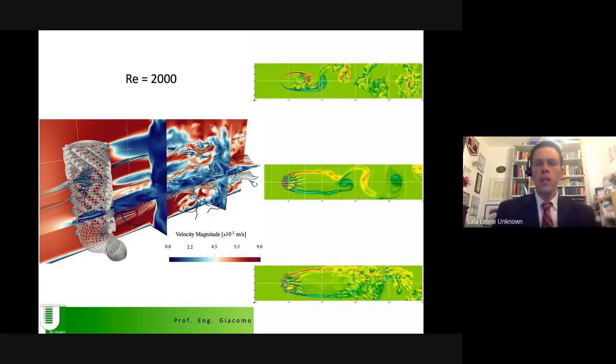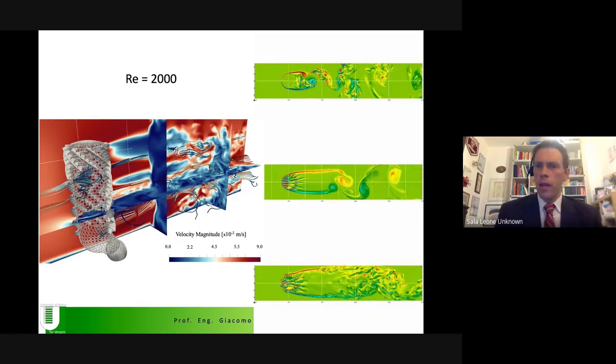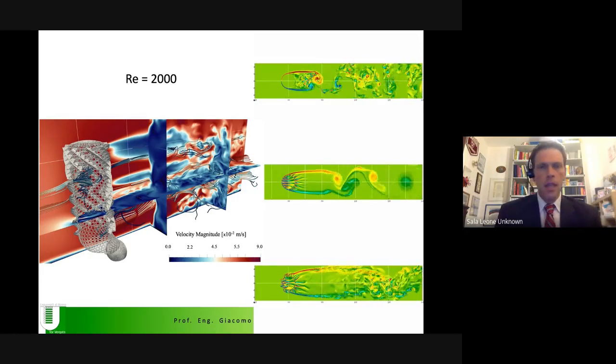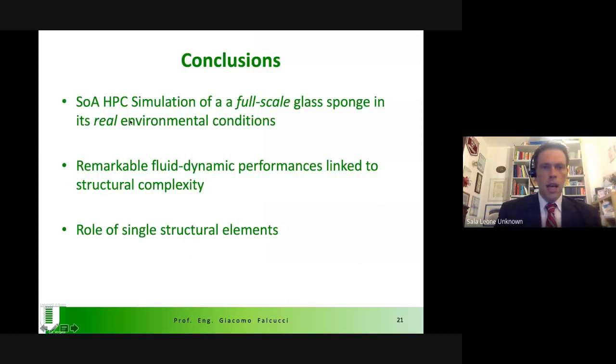Okay, so these were the results that I intended to show you. We are still processing tons of terabytes of data, but we can draw some conclusions because we have done a state-of-the-art HPC simulation of a full-scale glass sponge in its real environmental conditions. So this object, this animal, lives at Reynolds 2000, and we have simulated Reynolds 2000.